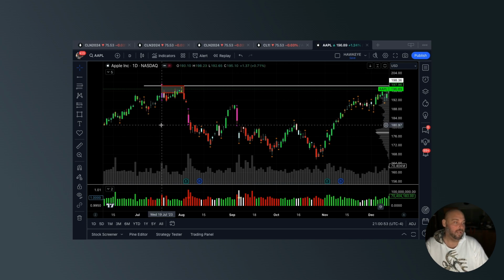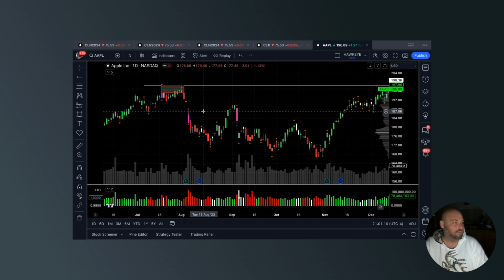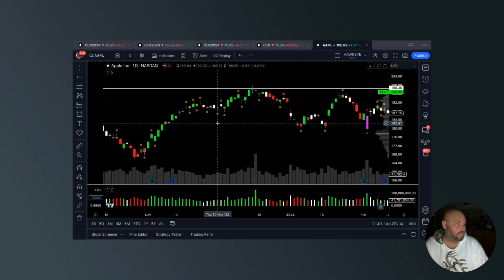Sellers got aggressive as we made that last high. You can see we came back into it. That wick in itself provided now an area of supply or resistance, and you can see that triggered a massive sell-off. Now, let's fast forward, because this is the one I really love.